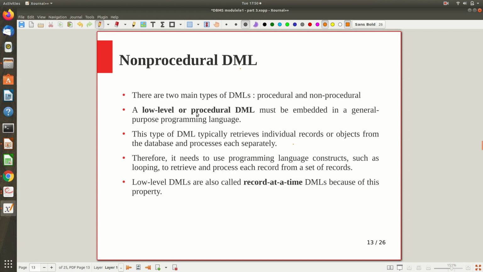Now one more small topic. Why I am highlighting this terminology is that sometimes they ask questions like that. By looking at the question paper, I was explaining these things, like what is procedural and non-procedural DML. Small concepts only.